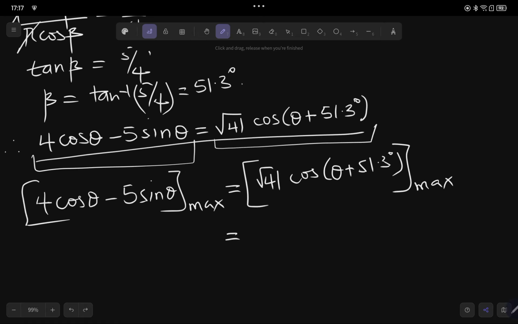Now, since root 41 is a constant, that one is out. For you to get a maximum out of the product, both things must be maximum. 1 trillion times 1 trillion is a very big number. So since this one is not changing at all, the size of the whole expression depends on cosine. For it to be maximum, this cos must be a maximum. And the highest value of cosine is positive 1. So the maximum value of that expression is the square root of 41.